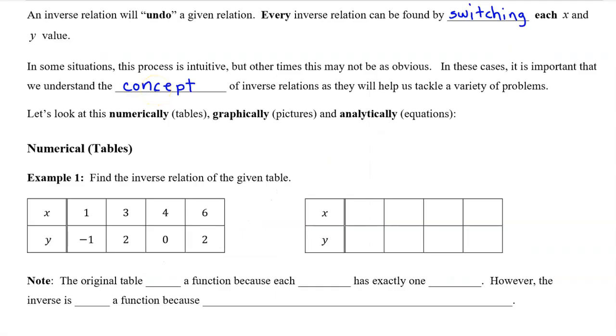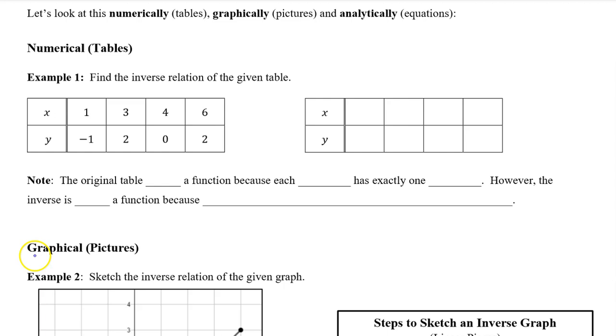An inverse relation will undo a given relation. Every inverse relation can be found by switching each x and y value. In some situations, this process is intuitive, but other times this will not be obvious. Let's consider the concept of inverses in three different ways: numerically, graphically, and analytically.